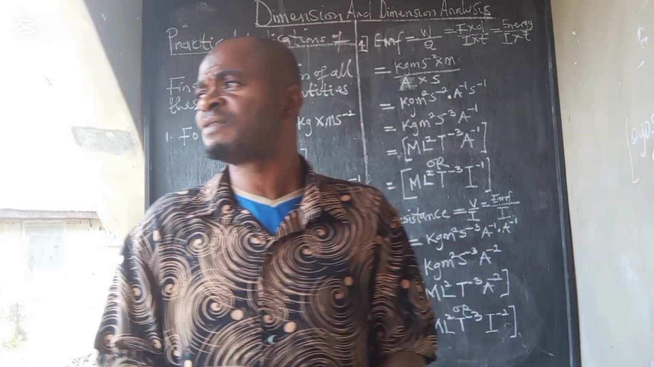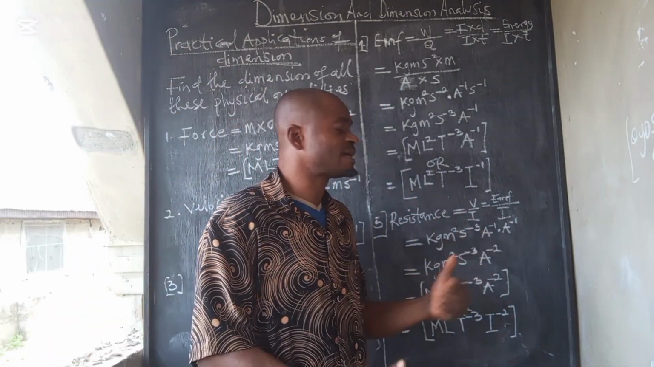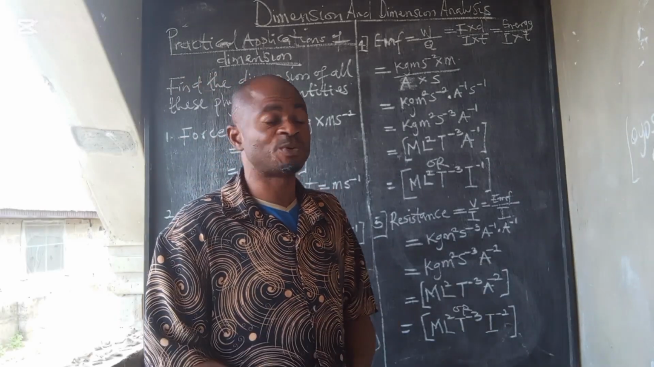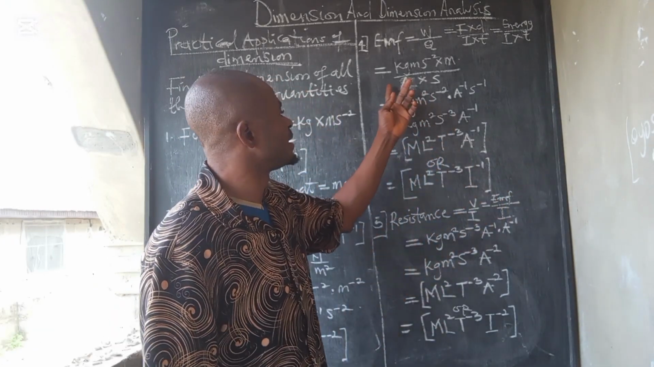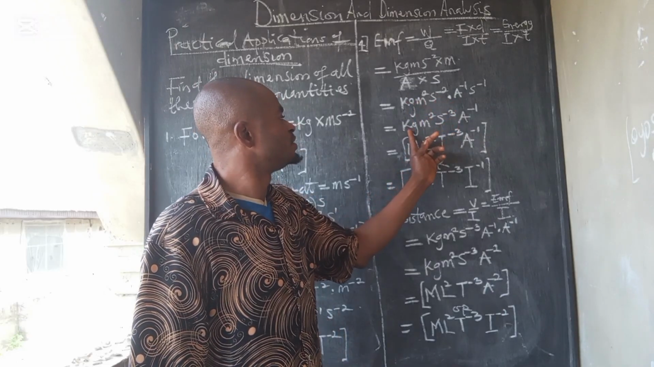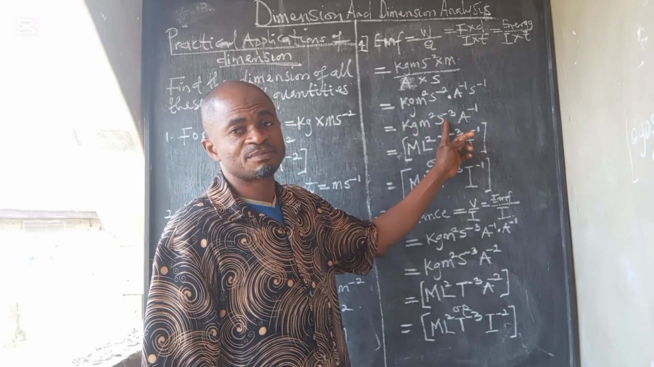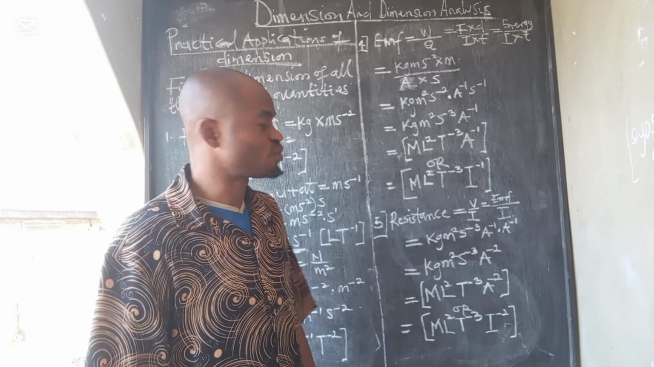Likewise, EMF has the unit of volt. You can represent the two as EMF as well. So far they have the same SI unit. Then don't forget the EMF up here. It is kg m square s minus 3 multiplied by A raised to power minus 1.